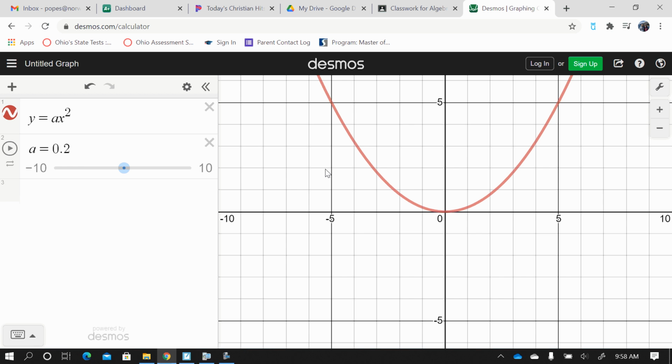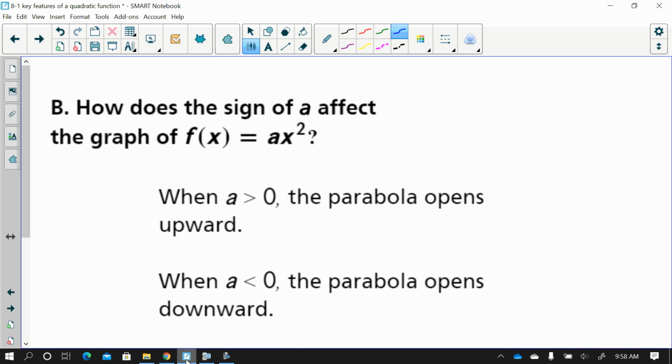Okay, so again, notice we're still facing up when A is positive. Oh, A flipped to negative. Look, my parabola is upside down. So when A is positive, we face up. When A is negative, we face down.